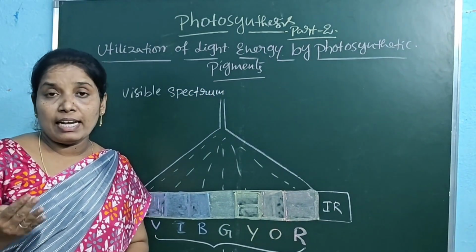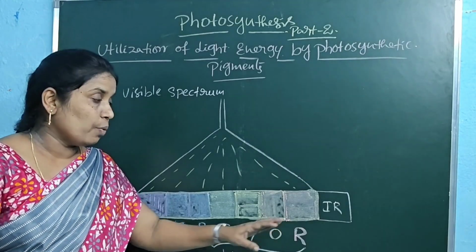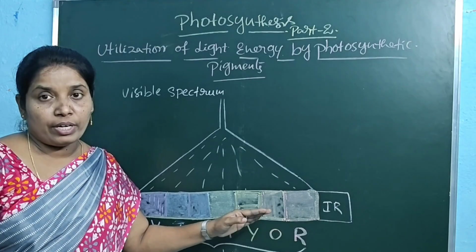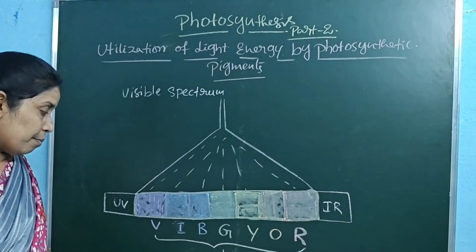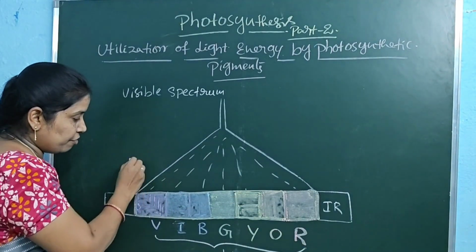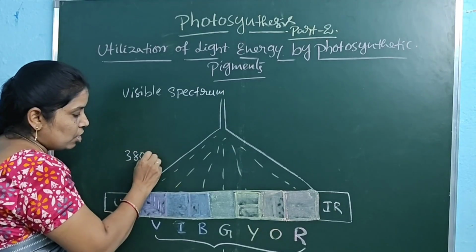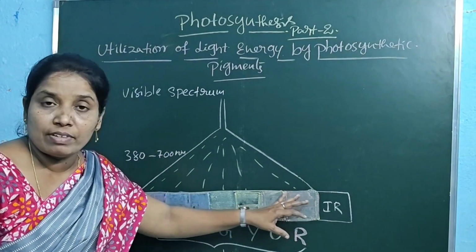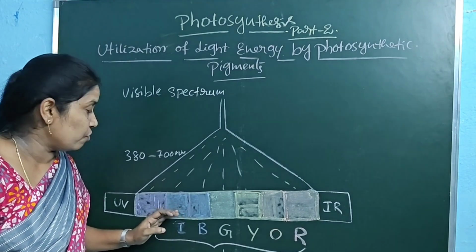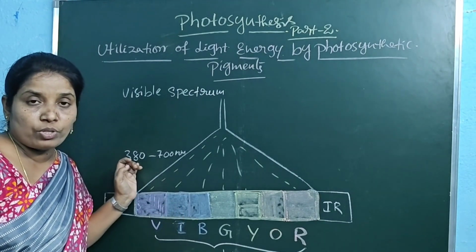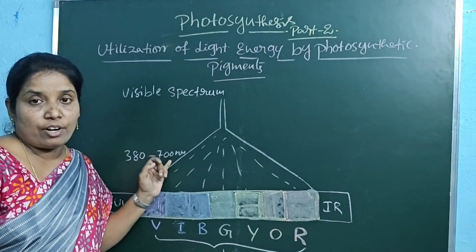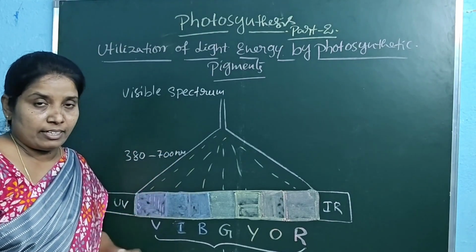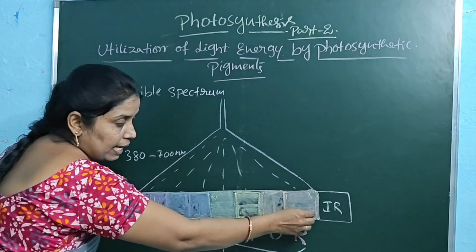So, visible light is the portion of the electromagnetic spectrum that the human eye can detect. It ranges from a wavelength of 380 nanometers to 700 nanometers. So actually this is the visible light. It allows us to perceive the light.